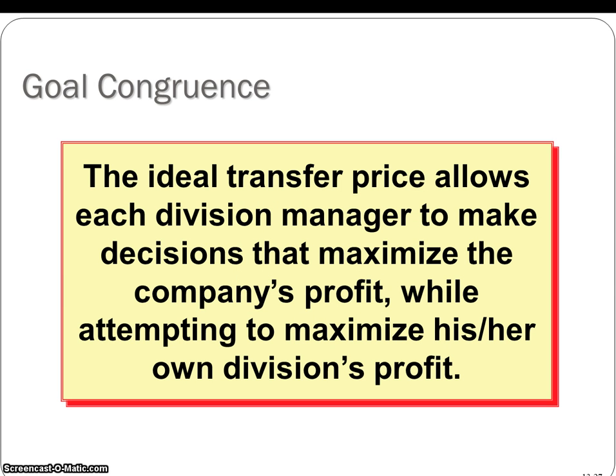So again, the ideal transfer price allows each division manager to make decisions that maximize the company's profit while attempting to maximize his or her own division's profit. That's the best case scenario. That's the proverbial win-win.